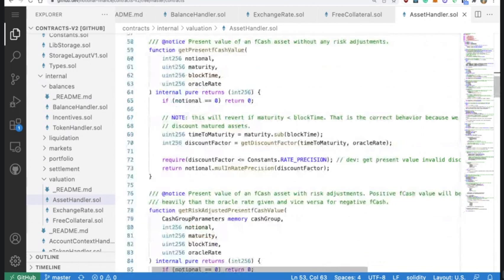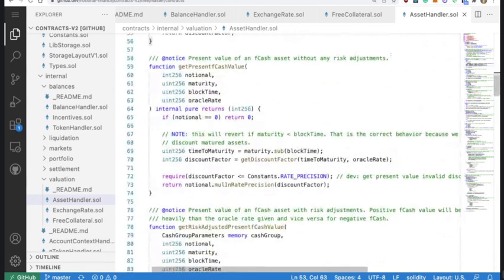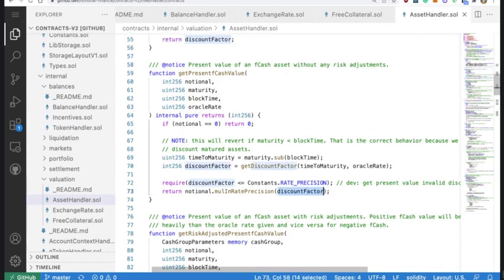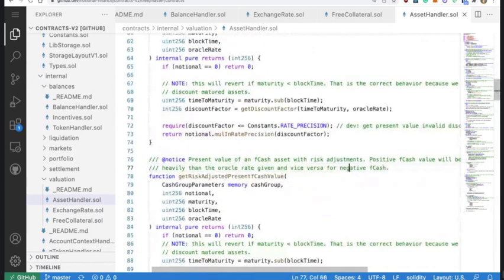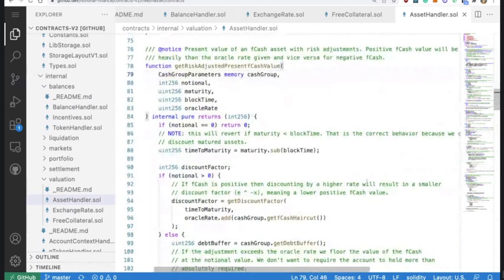And then we get the present value of an Fcash asset without any risk adjustments. Okay, that's pretty interesting. So I guess this is just standard present value with a discount factor. But then what would these risk adjustments be? With risk adjustments? Yes. Right. So, okay.